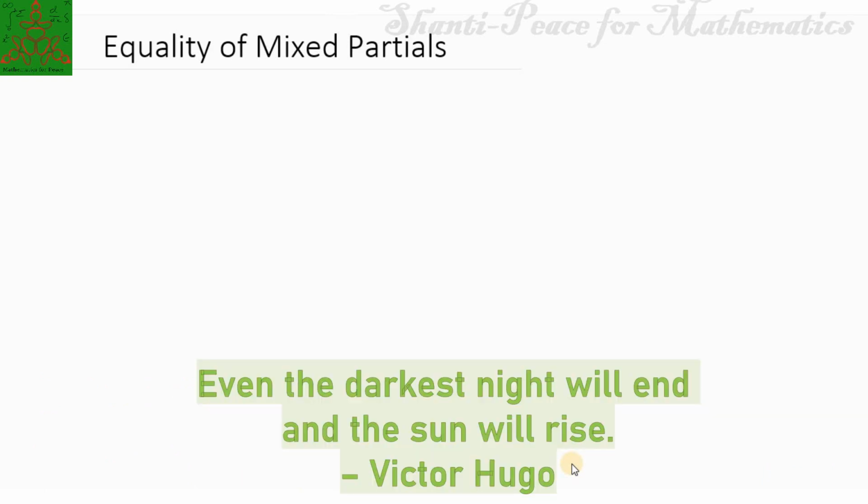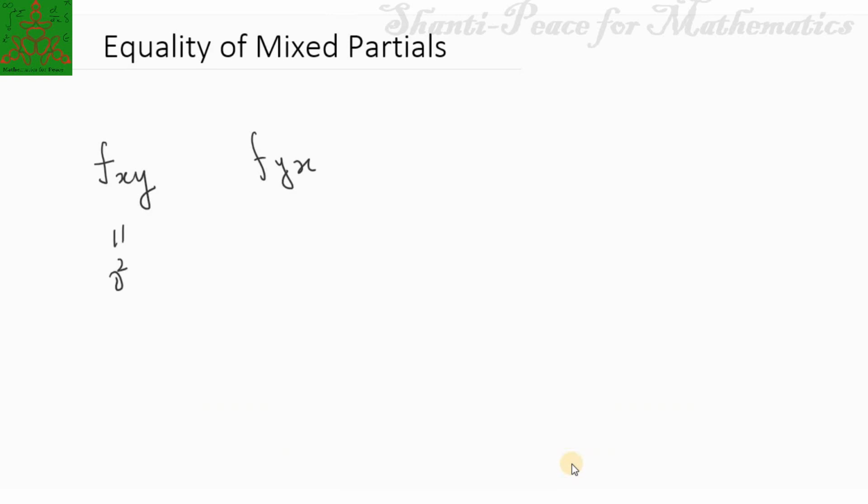In this lecture, we are talking about the equality of mixed partials. What do we mean by mixed partials? They are the second order derivatives, that is f_xy and f_yx. You know that f_xy is the del square f upon del y del x, and f_yx is the del square f upon del x del y. It has been seen that these repeated second order partial derivatives are generally equal, but they are not always equal. So in general, they will not be equal.